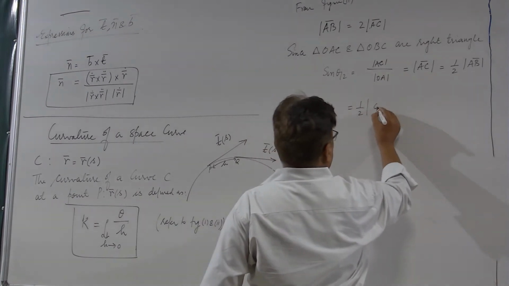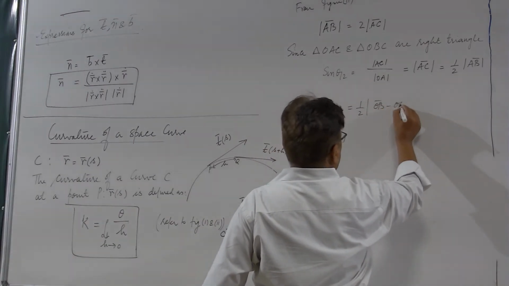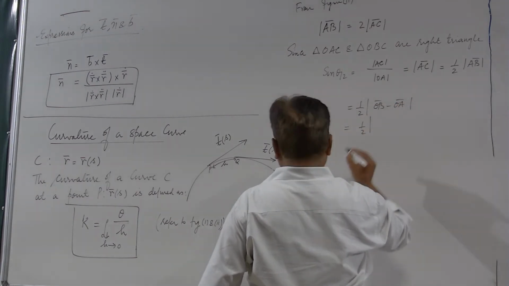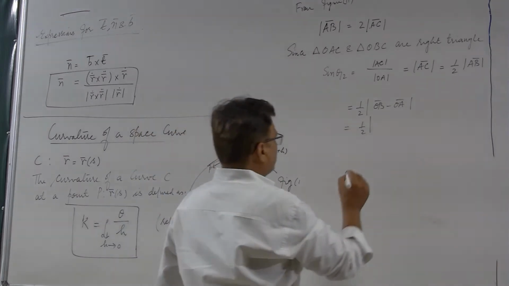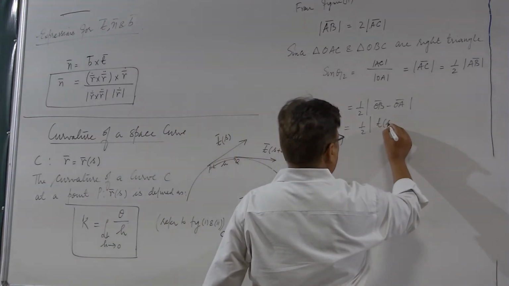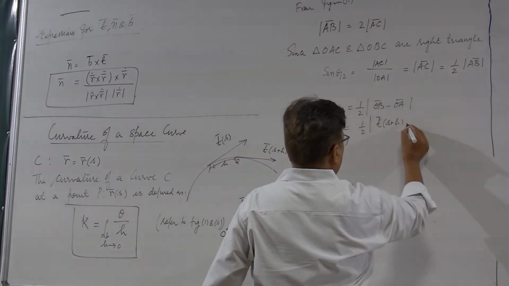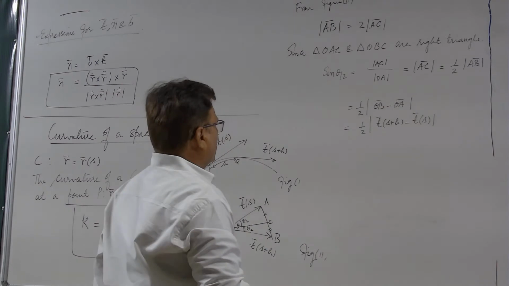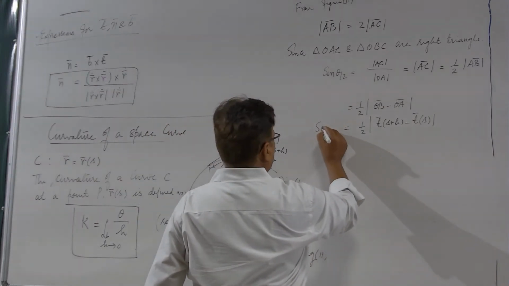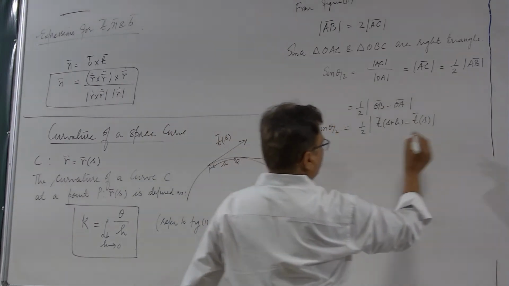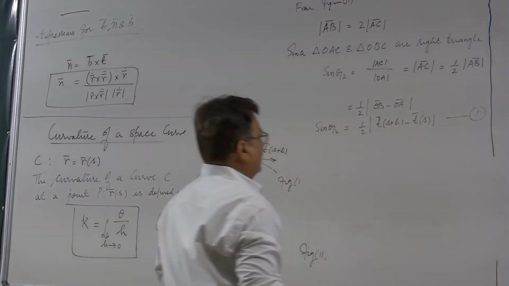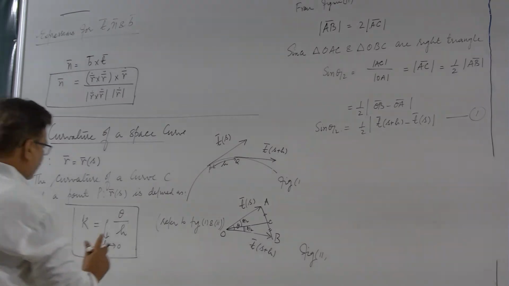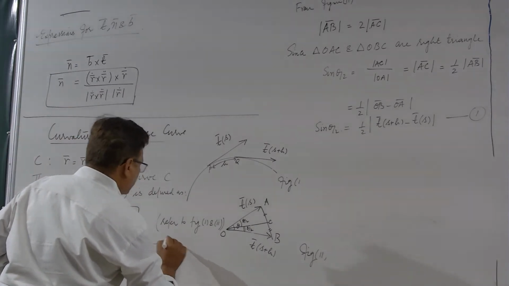If you want to write it down, this will be OB minus OA, and this is half of T of s plus h minus T of s. So, sin theta by 2 is this much, call it number 1. All right. Now, apply the first definition. This is the first definition of the curvature.